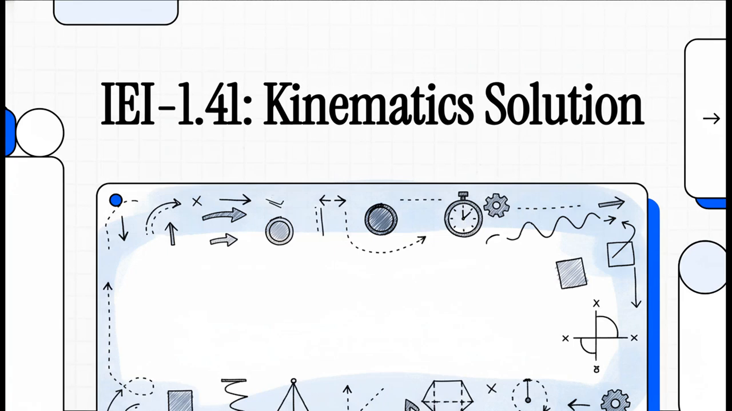Hello and welcome. Today, we're going to tackle a real classic from the world of kinematics. Yep, we are diving deep into problem 1.41 from one of the most famous physics problem books ever written. We're going to break it down step by step. All right, let's get into it.